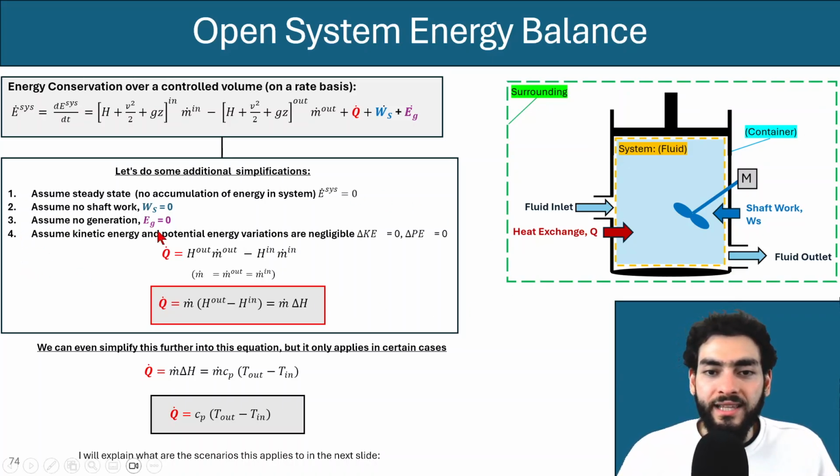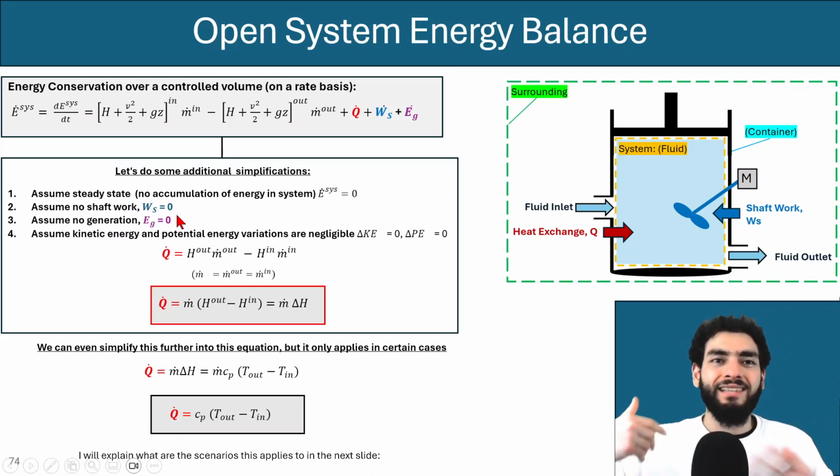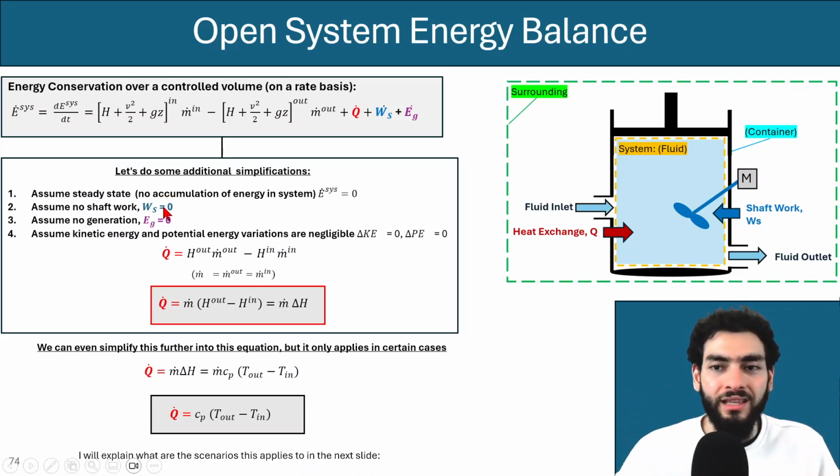We can also see that in a lot of problems, you can assume that the shaft work is negligible. Or if you have tanks that don't have any mixers, you could just assume that the shaft work is zero. And if you don't have any chemical reactions or any electrical energy generation, then more often than not, your energy generation term here would be zero.